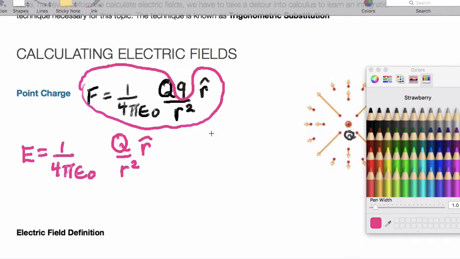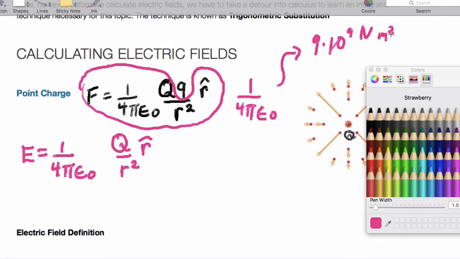Let's just label a couple of terms. So first, this constant, or this sort of glob of numbers here, for lack of a better term, the numerical value of that is 9 times 10 to the ninth newtons meter squared over coulomb squared. Okay, just so you know.